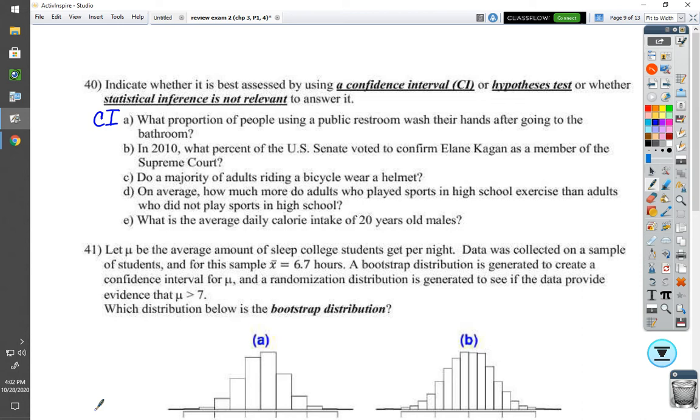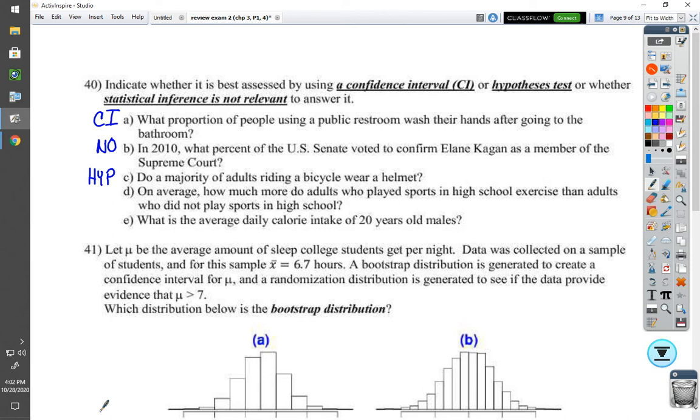Well, this is just a measurement. There's no statistical test here. We're just counting heads. Do a majority of adults riding a bicycle wear a helmet? This is a hypothesis test. We have a thought in mind, and we're going to conduct a test to see what happens.